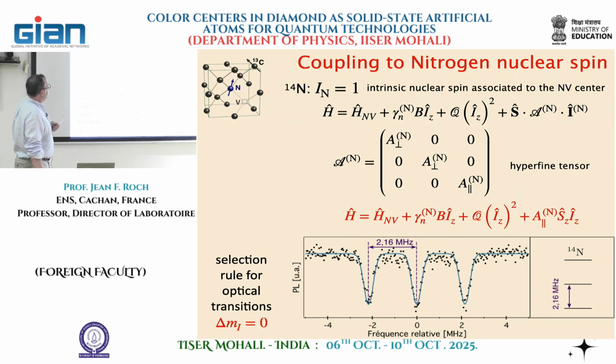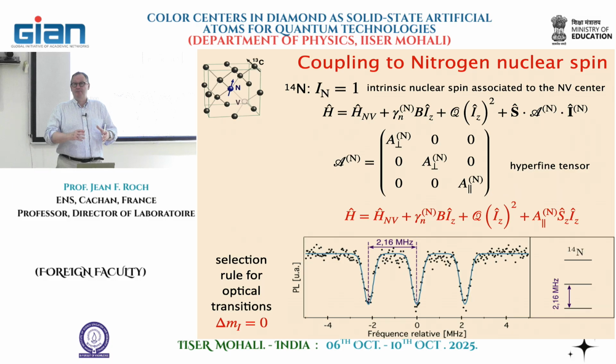What's more interesting for us is really, we'll stay on nitrogen 14. So basically now the Hamiltonian is a little bit more complicated because we have to add this new degree of freedom. So the Hilbert space that we discussed before for the NV electronic spin, plus now we add, by tensor product, the Hilbert space associated to this spin. So the Hamiltonian now writes the following way.